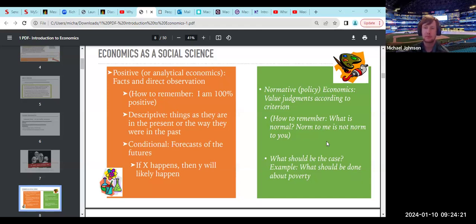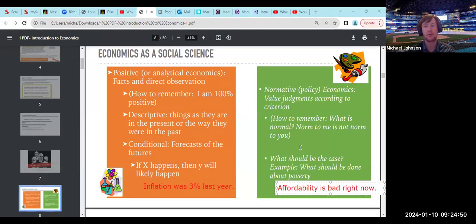How to remember normative: what is normal? Norm to me is not norm to you. What should be the case? What should be done for poverty? So positive is like saying inflation was 3% last year. That's a statistical statement. While normative is saying affordability is bad right now.